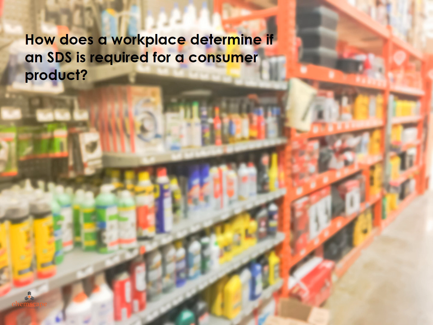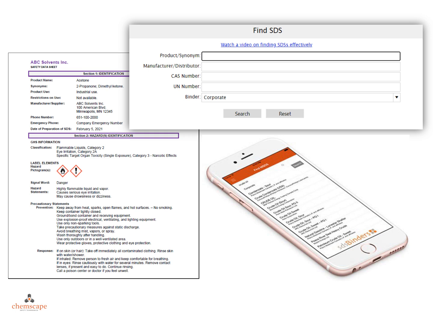How does a workplace determine if an SDS is required for a consumer product? If the risk assessment for the product in the workplace is higher than that of household use, an SDS is necessary. Many consumer product manufacturers have SDSs for their consumer products such as automotive products and cleaning supplies. You can find an SDS on your online site or mobile app. SDSs can be obtained for consumer products and contain valuable information for protecting workers. Chemscape supports our customers by sourcing and maintaining consumer product SDSs.